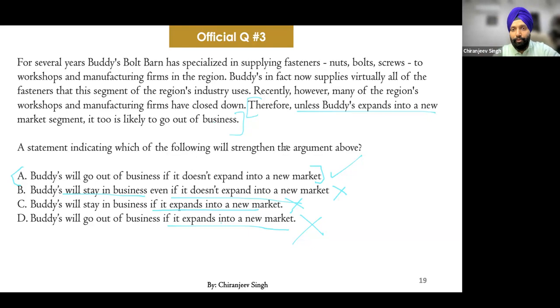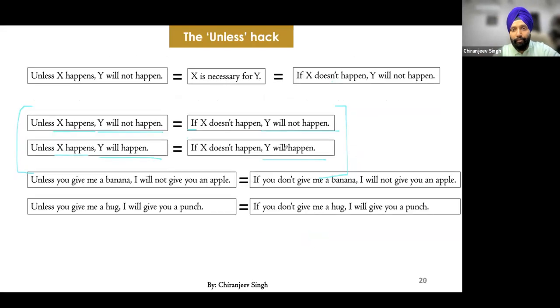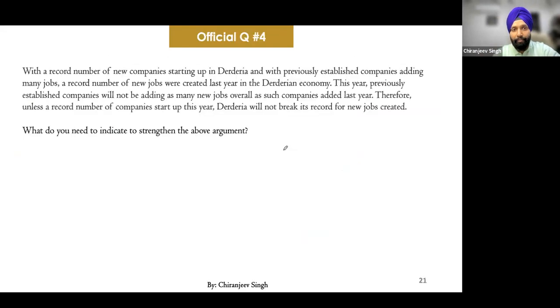Okay. So, we are left with just one slide now. There is no option here, so you just need to think about it. What do you need to indicate to strengthen the above argument? I think given our discussion so far, it should not be very hard.